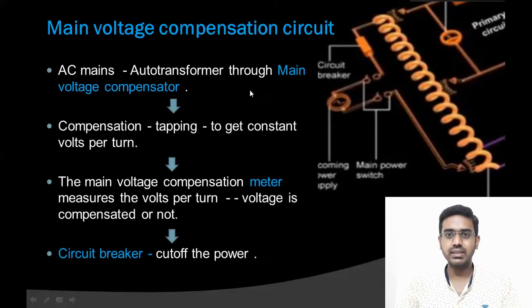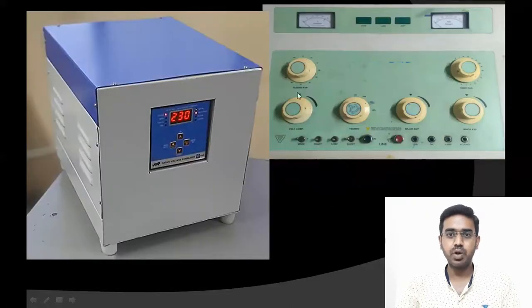Now let's discuss our first heading, main voltage compensation circuit. It starts from the AC main electrical power and goes till the auto transformer through the main voltage compensator. The compensator is made up of tappings which provide constant volts per turn, and there is a main voltage compensation meter which measures volts per turn, and it shows us whether the voltage is compensated or not.